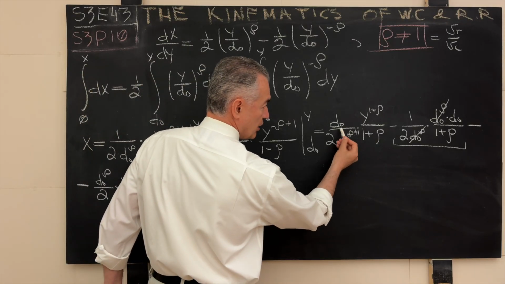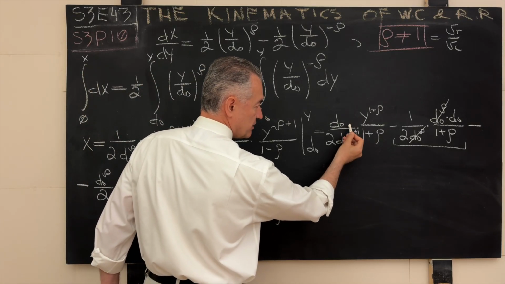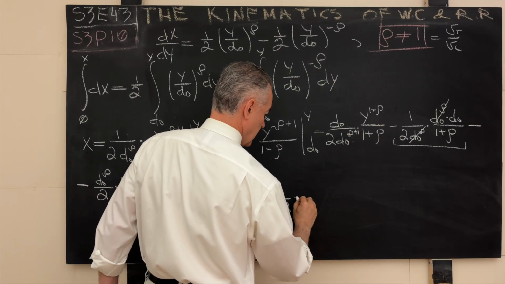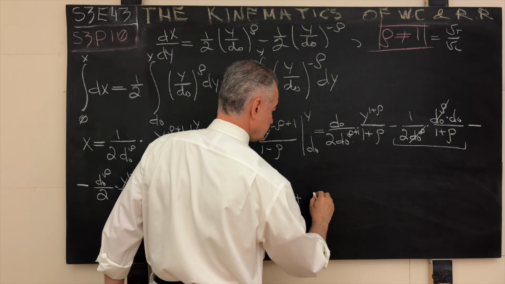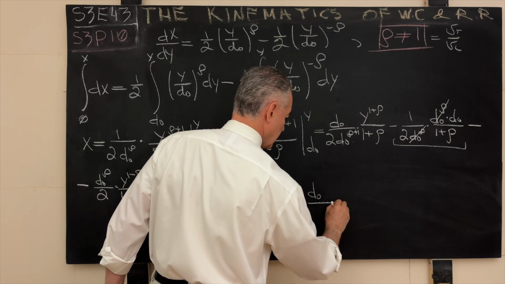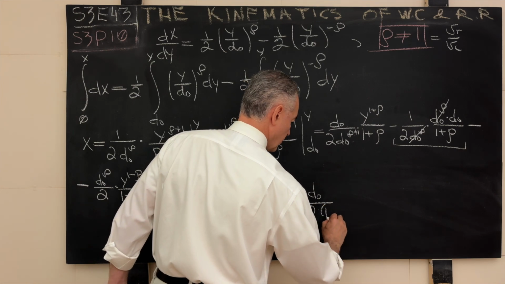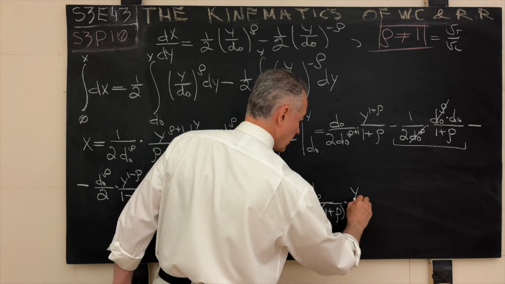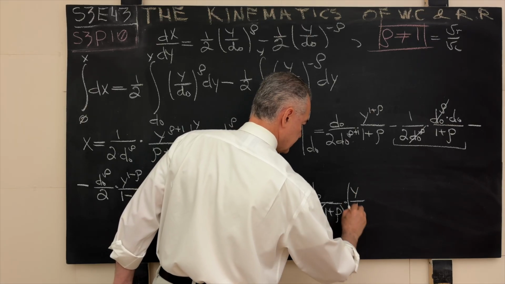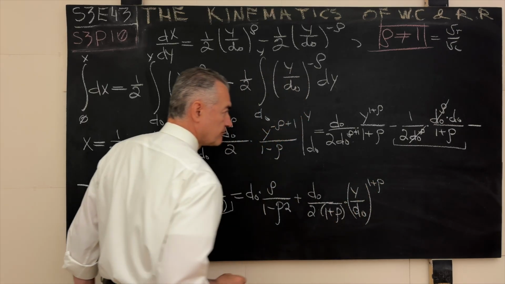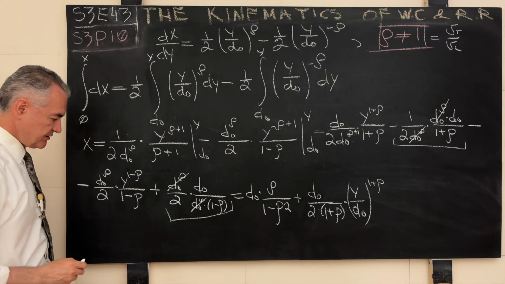Look at this. We multiplied and divided this ratio in front of this expression by 1 copy of d0. So we have plus d0 divided by 2 times 1 plus rho, times y divided by d0 raised to the power of 1 plus rho. That much we understand. This is not complicated.